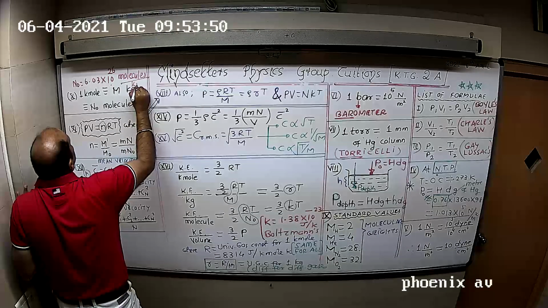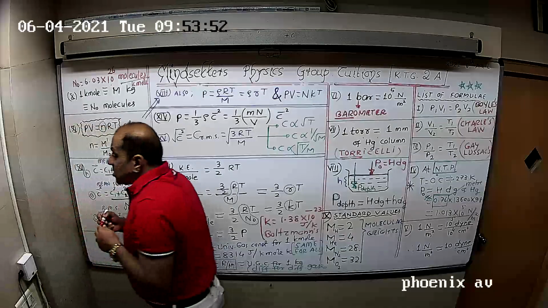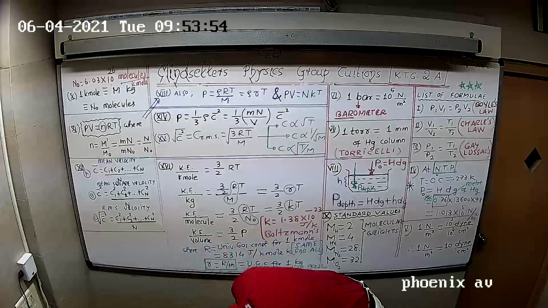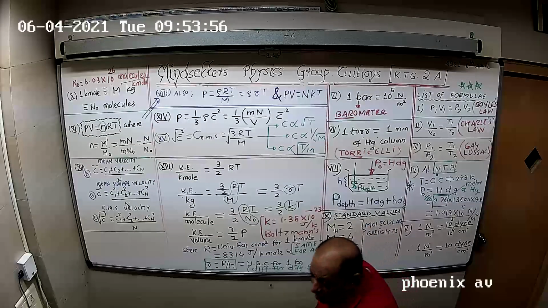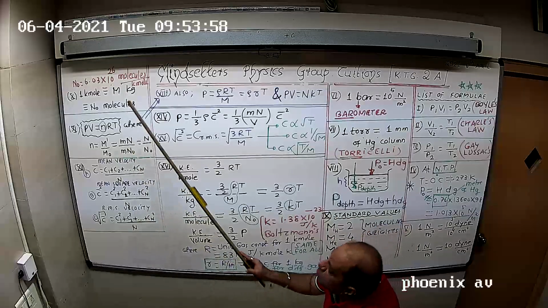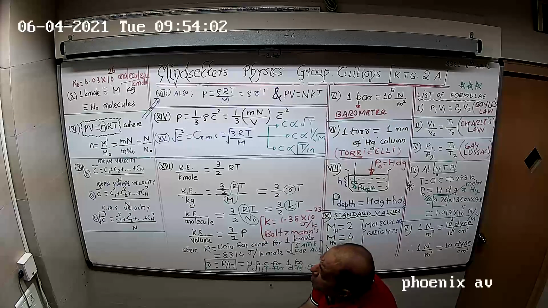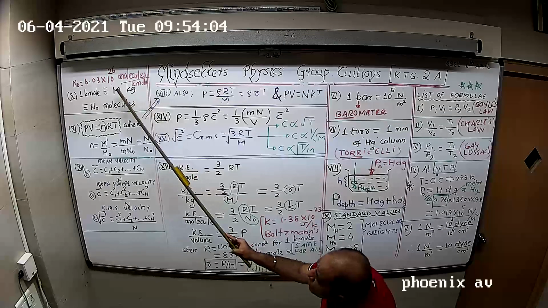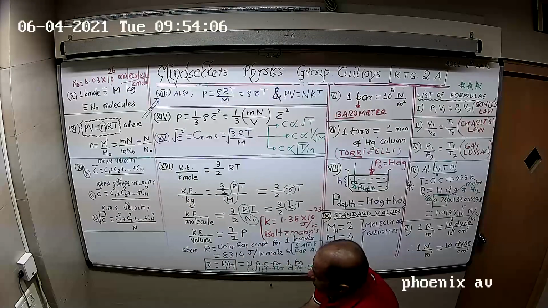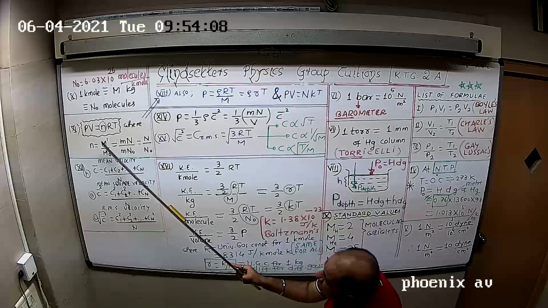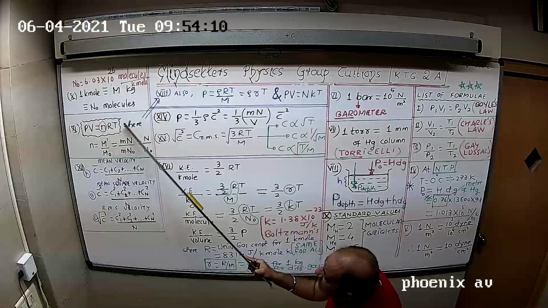Please remember, in chemistry they keep talking about molecules per mole, and therefore in chemistry most of the time you will see power of 10 and 23. But in physics we normally prefer kilomole. So it is 10 to the power 26. Next comes the ideal gas equation, PV is equal to nRT.